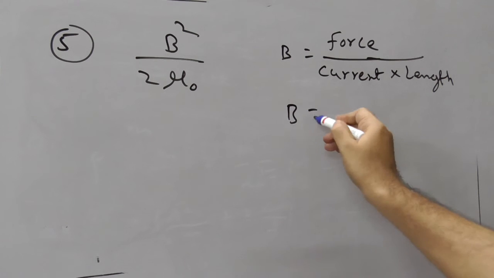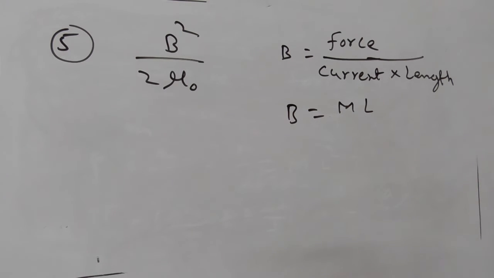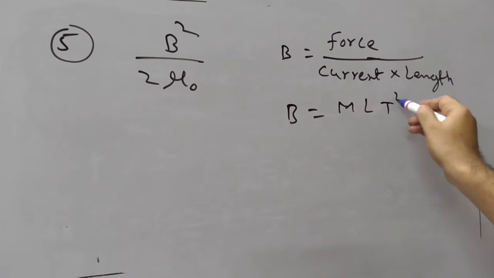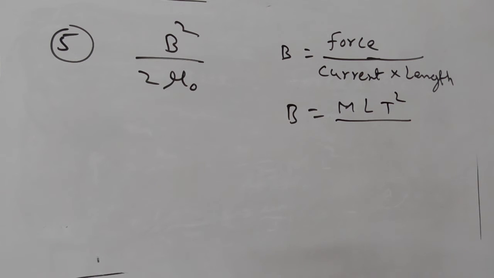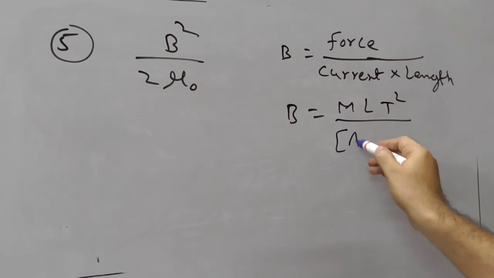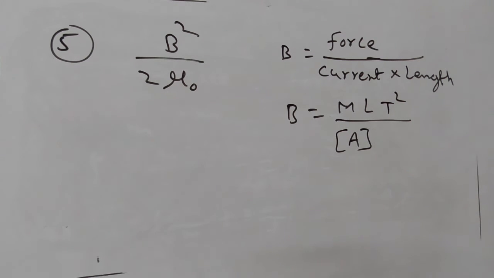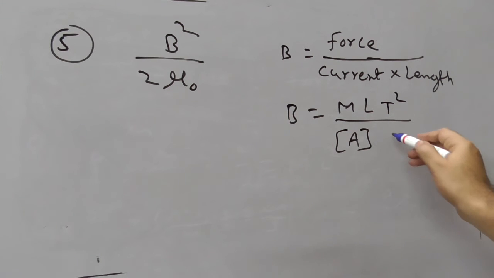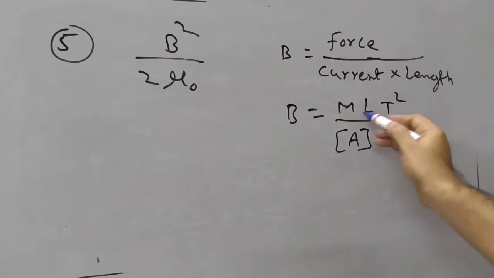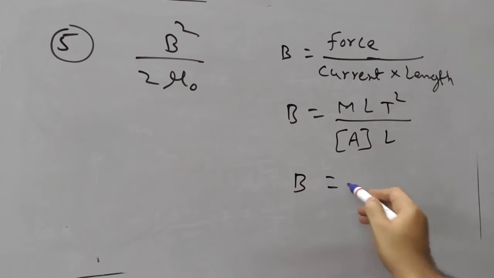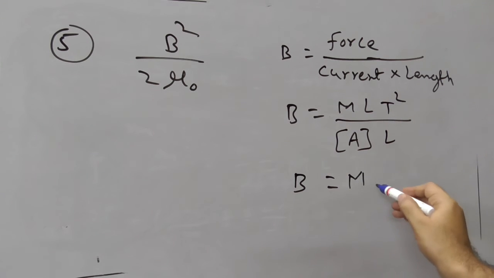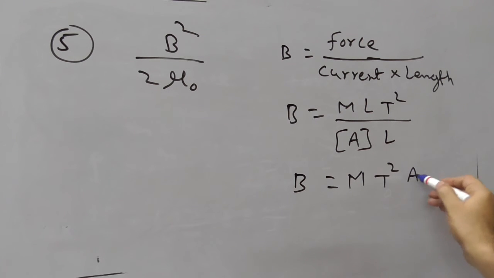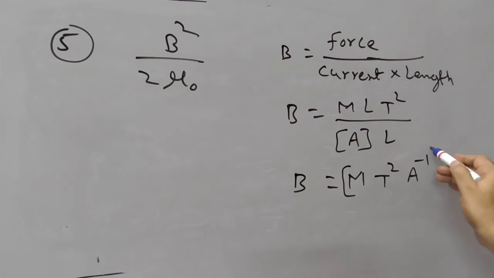Now force is M L T minus 2, current is represented by A, and length is represented by L. Here L gets cancelled. So the dimension formula for magnetic field B can be written as M T minus 2 A minus 1. Right? This is the dimension formula for B.